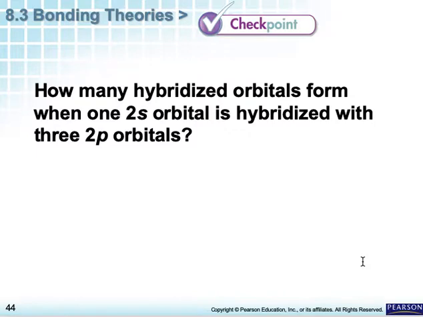So, how many hybridized orbitals? When you have one 2s orbital hybridized with 3 2p orbitals, that should be sp3. So this superscript tells me how many p orbitals are being hybridized.